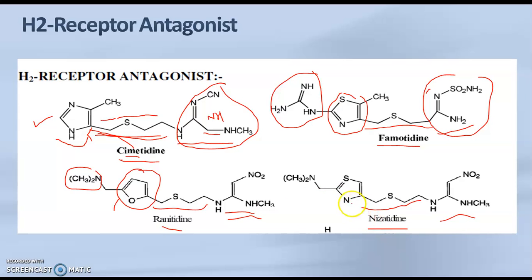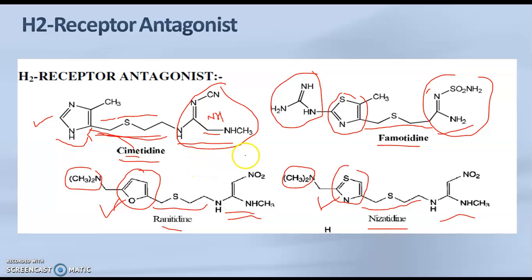In nizatidine, a thiazole ring is there, similar to ranitidine. The dimethylamino group is here, and the terminal portion is again similar to ranitidine. So the difference between ranitidine and nizatidine is only the heterocyclic ring. Here furan is there, and here you can see that the thiazole ring is there.